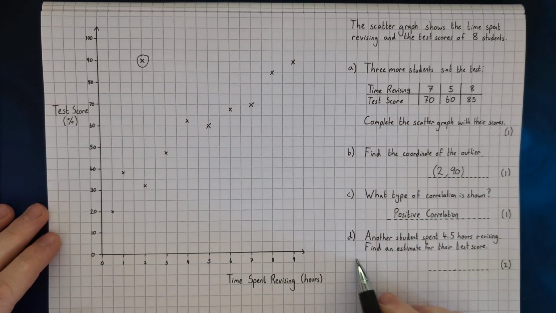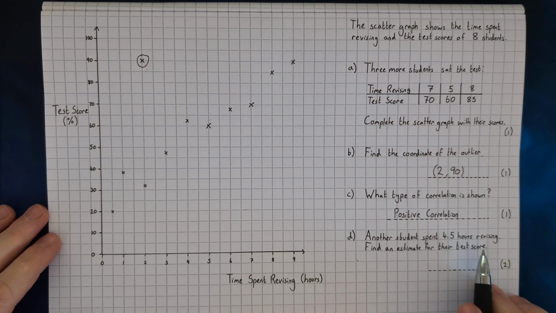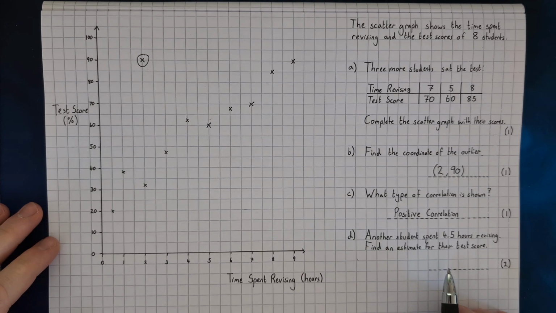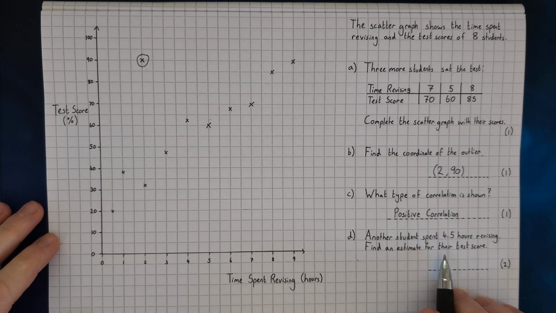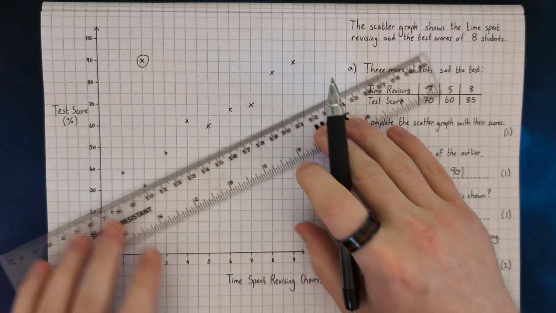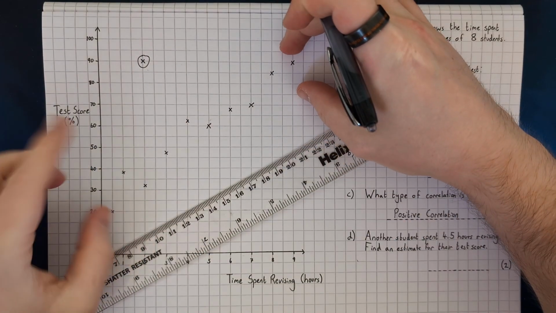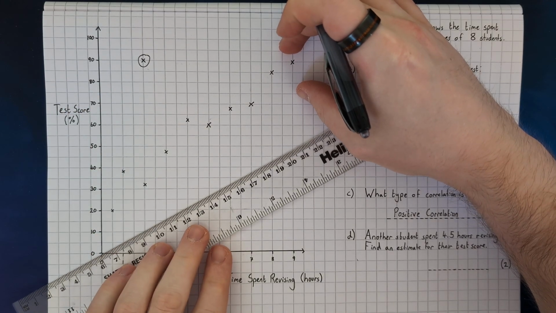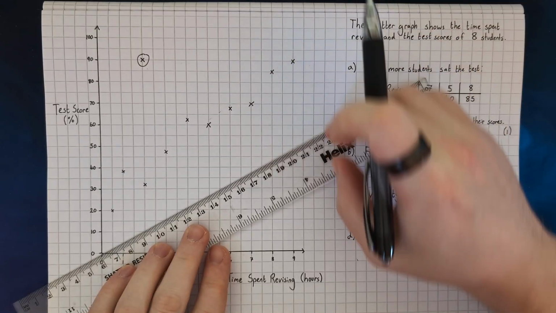And finally, this asks us to estimate the test score of a student that spent 4.5 hours revising. Whenever we're estimating using a scatter graph, this means we need to use a line of best fit. So we get a ruler, and we can see the points generally follow this structure. We ignore our outlier here. So we're going to try and draw a line that goes right through the middle of these points.